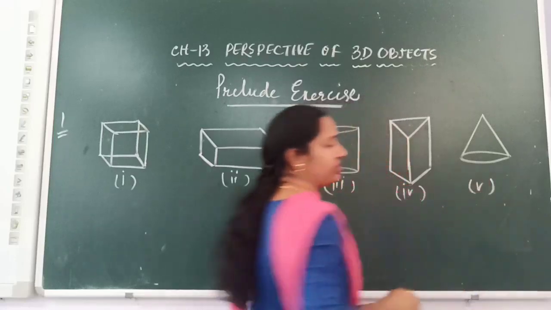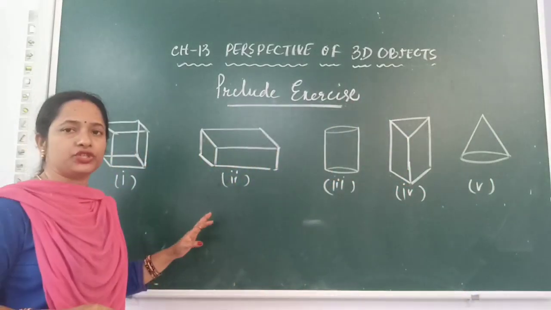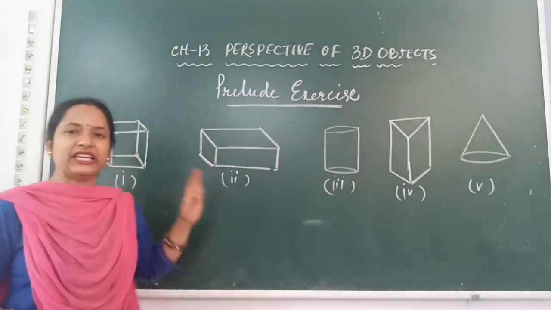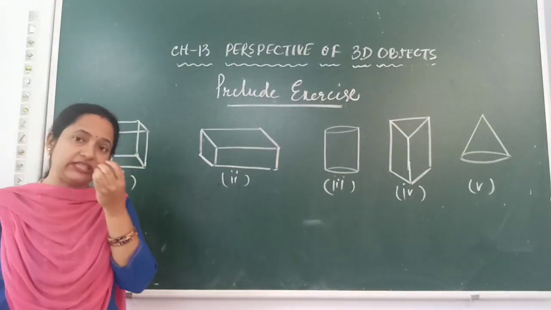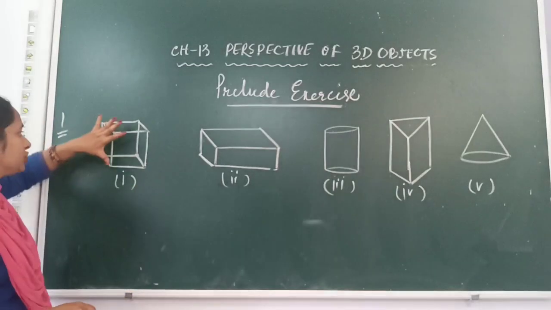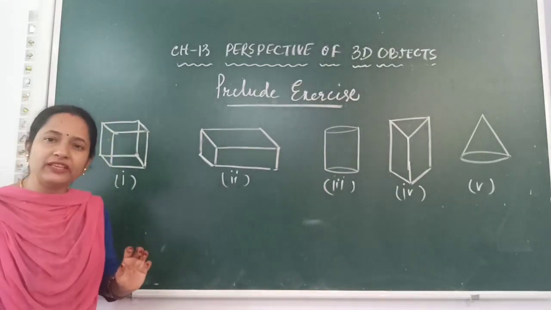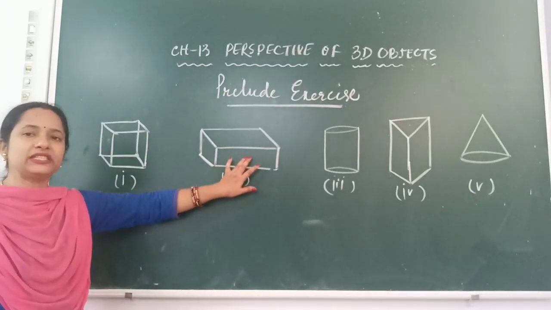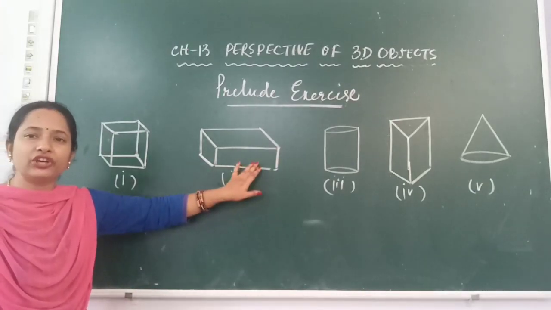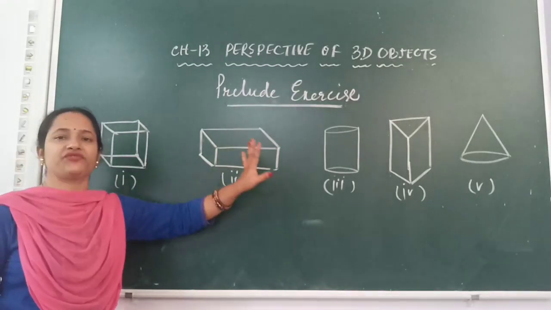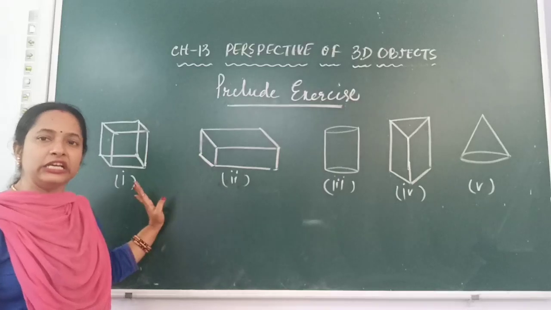I am not going to give you the answer, just discuss the questions. Here we have a cube. So first of all observe the figures and try to find out the different number of faces that we have. So a cube has how many faces, children? It has 6 faces. And what shape is this figure? This is the figure of a cuboid. Also a cuboid has 6 faces as we have in a cube.